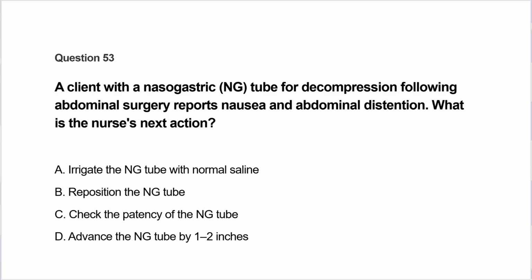53. A client with a nasogastric NG tube for decompression following abdominal surgery reports nausea and abdominal distension. What is the nurse's next action? A. Irrigate the NG tube with normal saline. B. Reposition the NG tube. C. Check the patency of the NG tube. D. Advance the NG tube by 1 to 2 inches.